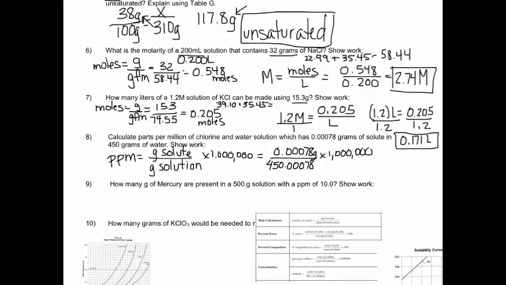So now we're just plugging and chugging. We have 0.00078 divided by 450.00078, and you want to hit the equals times 1 million. And I get 1.73, and the units are ppm, or parts per million.